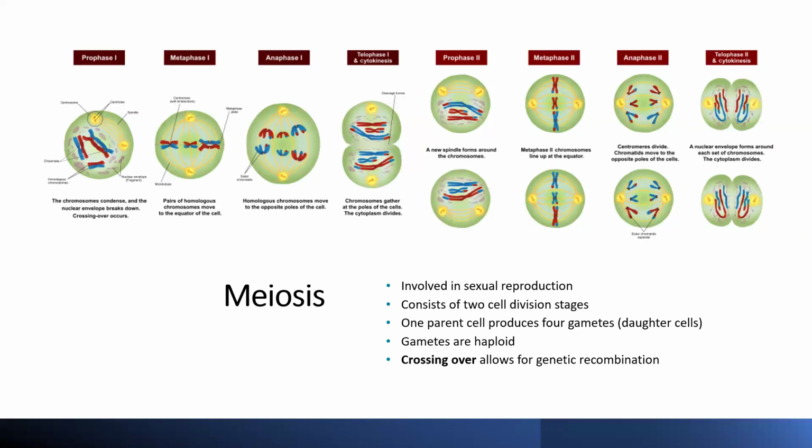This is going to be involved in sexual reproduction. It has two separate cell division stages. And so in this case, your one parent cell is going to produce 4 gametes. Gametes are the sexual reproduction cells. These are haploid, which is different from the normal cell, which is diploid, which is like a single copy of the chromosome versus 2 copies of the chromosome. And in this process, there's an occurrence of crossing over, which does allow for genetic recombination. This is important for genetic diversity in eukaryotes.